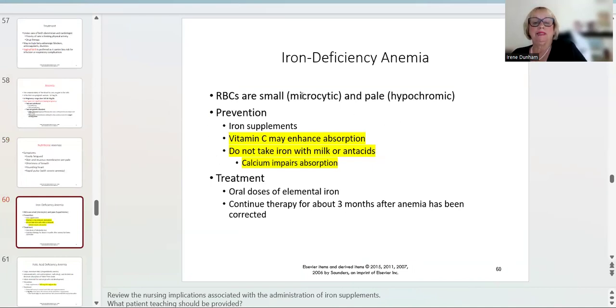And please take note of this. Okay, vitamin C enhances absorption. You don't take iron with milk or antacids. That's a big HESI question. You'll see it again probably next week. So you don't want to take iron with milk or antacid.